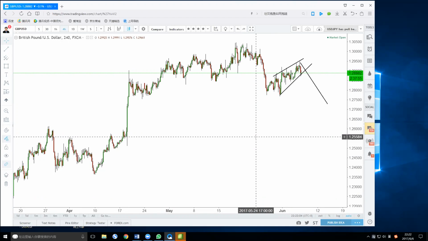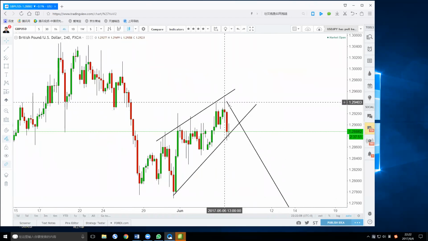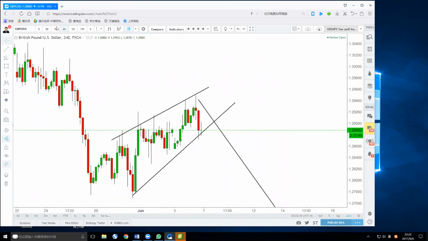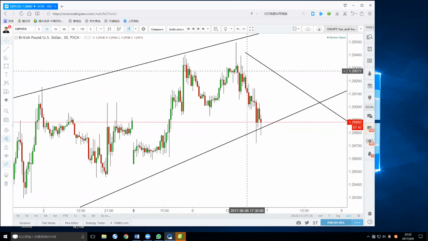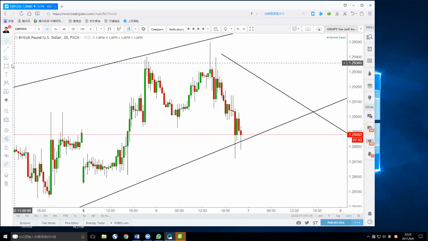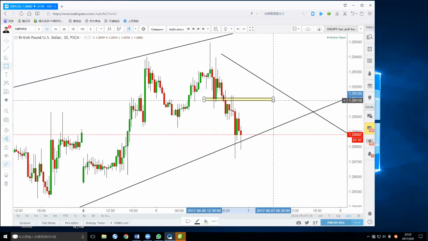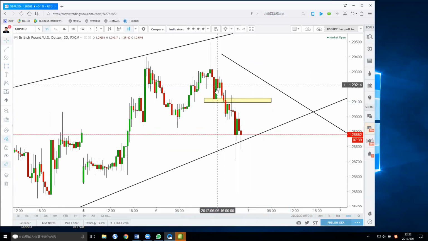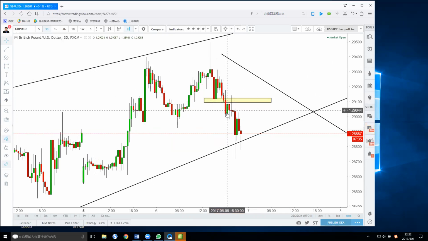Okay, 1.2930. Well, that's good. Of course, if you missed the entry, you can always wait for a pullback to sell, right? So if you want to sell the pullback, you just go to the 30-minute charts, and the best place to sell is here. Do you see that? The price had support at 1.291, then breaks down and retests.